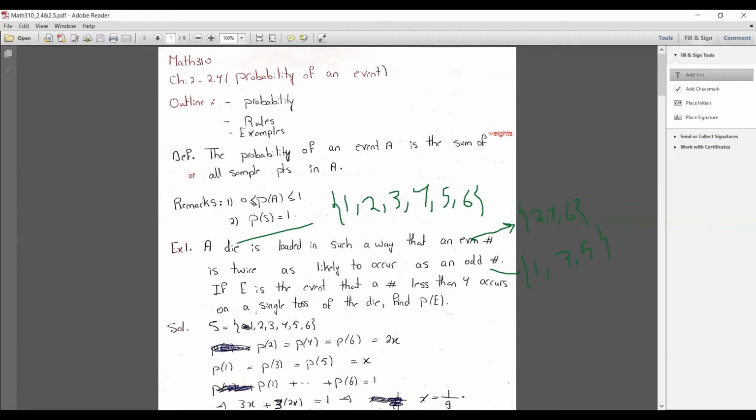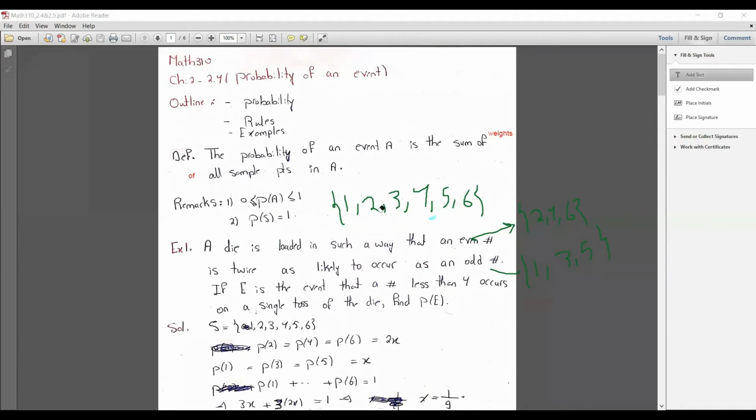So we will get 3x plus 6x equals 1. It means that x equals what? x equals 1 over 9. So we now have that P of 1 equals P of 3 equals P of 5 equals 1 over 9. P of 2 equals P of 4 equals P of 6 equals 2 over 9.